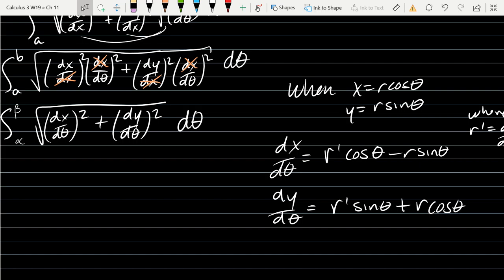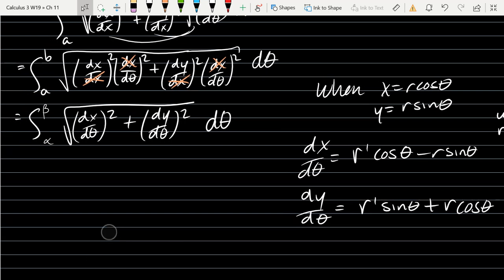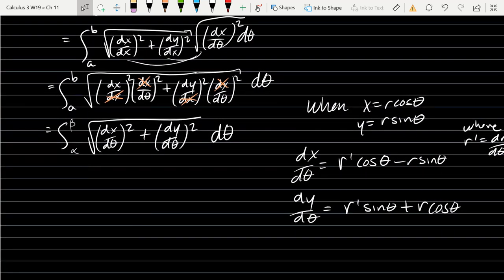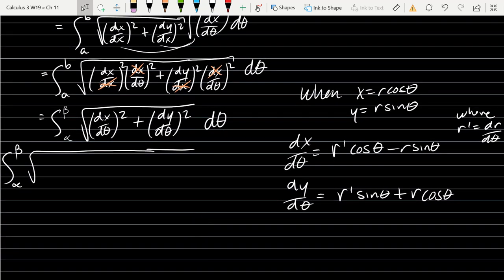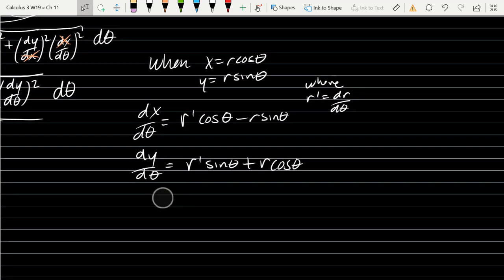Okay, so any questions about those right there? I'd like to factor an r out, but the problem is one of them is prime, one of them is regular r, so I can't just factor the r out because they're not the same. Now I think we're going to have some ugliness before we sort this out, so I'm going to take these substitutions and put them in for dx d theta and dy d theta. Well, let's do our algebra first. That's going to be crazy if we have to keep writing the integral alpha beta square root every single time. So I'm going to square them and add them over here.